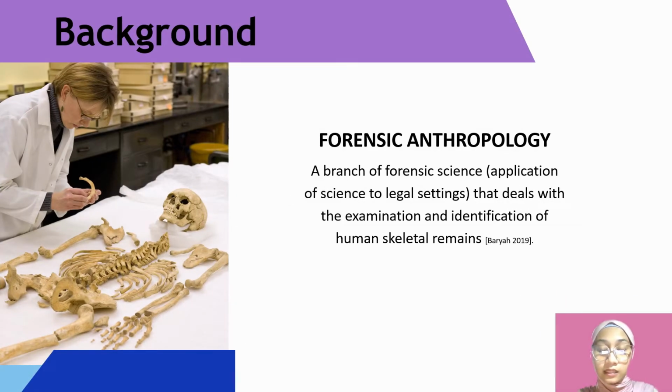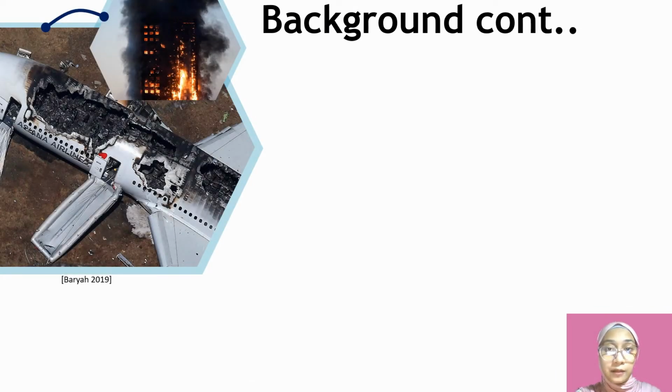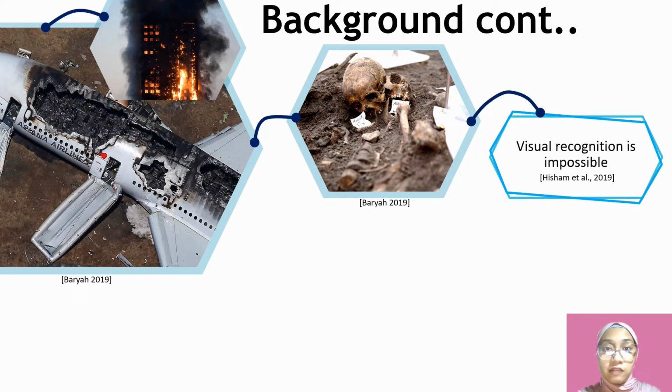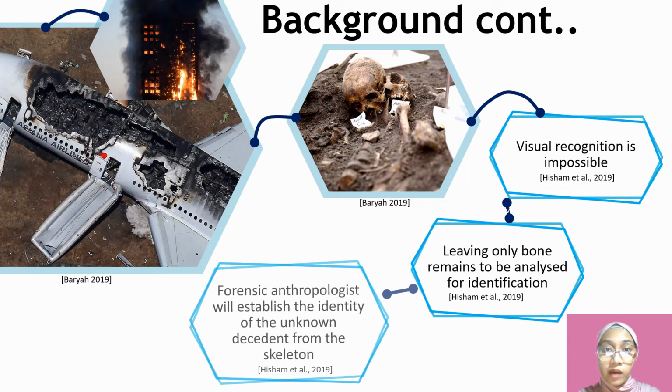This study is in the field of forensic anthropology, which involves the identification and examination of human skeletal remains. When any disaster happens, such as a fire tragedy or plane crash, the victims might be found skeletonized, and visual recognition, such as facial recognition and fingerprint, might be impossible as there is only bone left to be analyzed for identification. So this is where the forensic anthropologists will be involved, where they will establish the identity of that unknown individual via analysis of the bone.